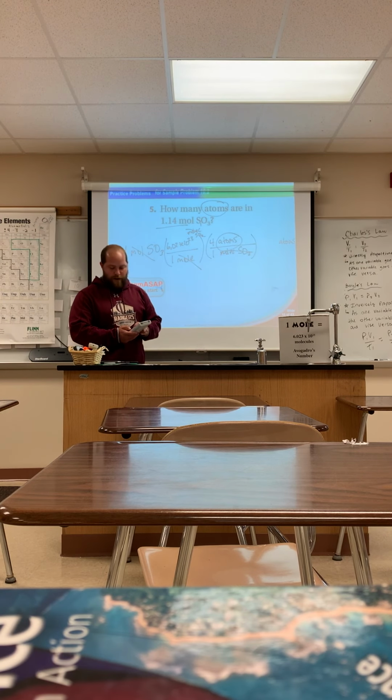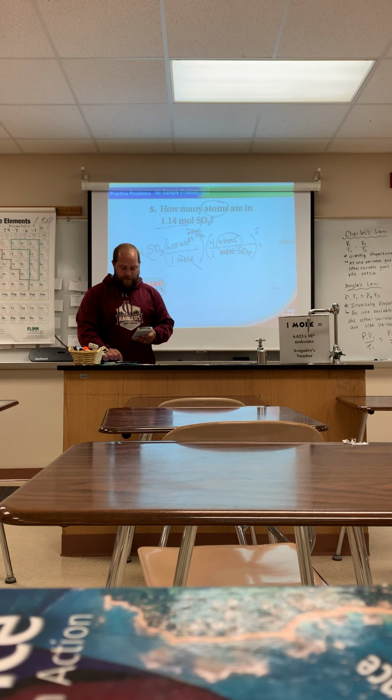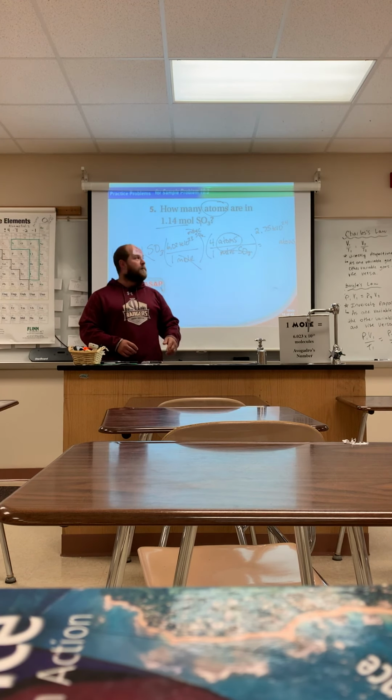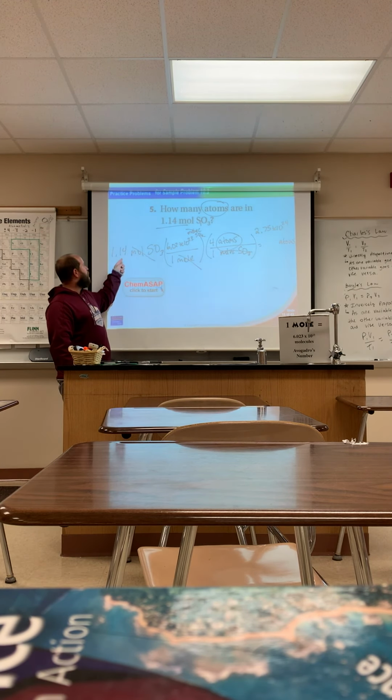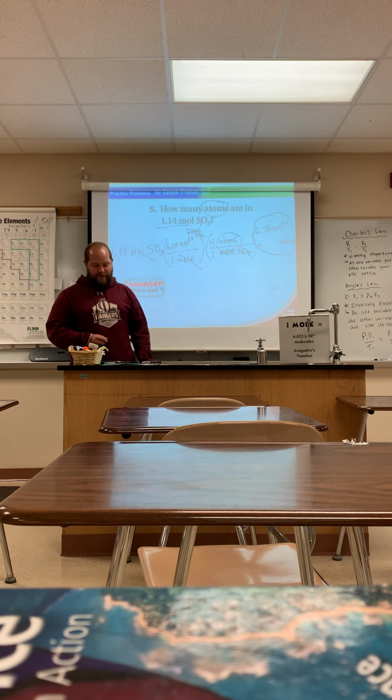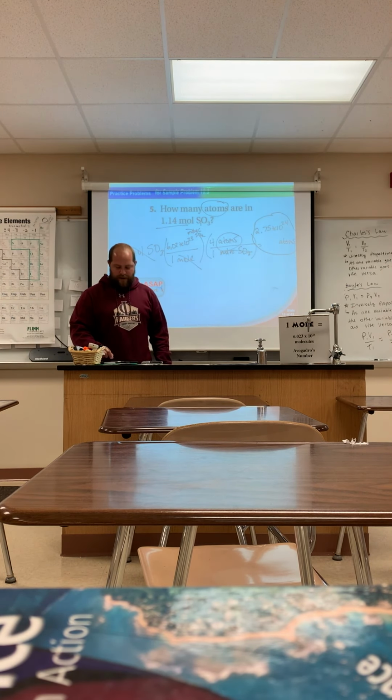So 1.14 times 6.02 times 10 to the 23rd. And then we're going to multiply it times 4. All right. And I get an answer of 2.75 times 10 to the 24th. And that's going to be atoms. So that's how many atoms I would have in 1.14 moles of sulfur trioxide. It's kind of a neat calculation. So all we have to do is know the moles of the substance, and we can do all kinds of different things with chemistry. We can know how many atoms, how many molecules, all kinds of good stuff.